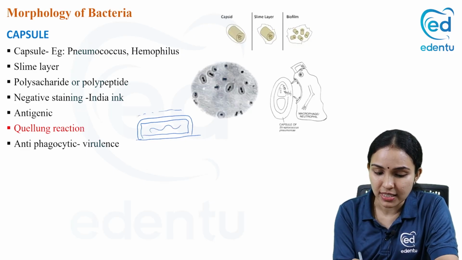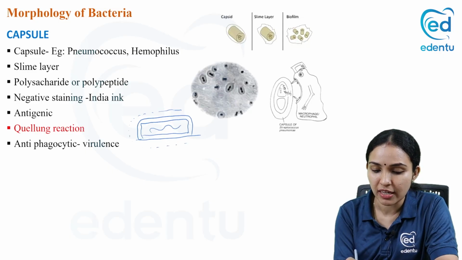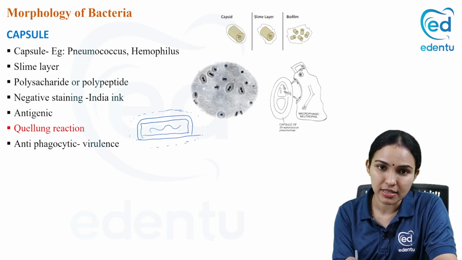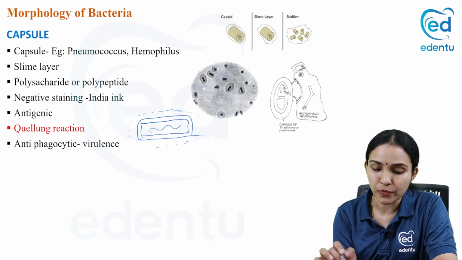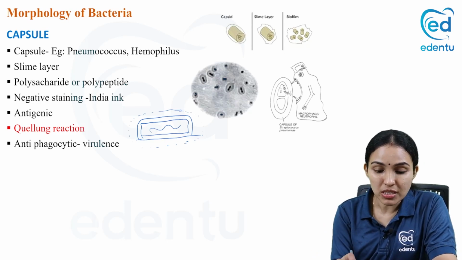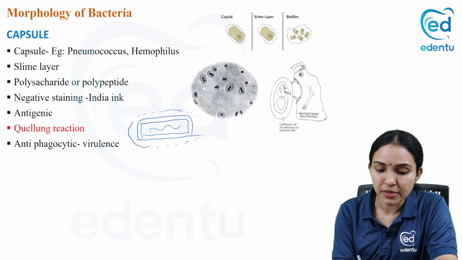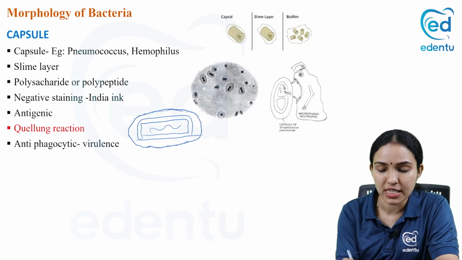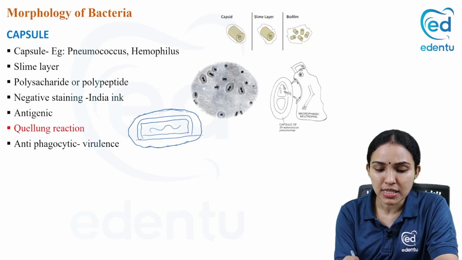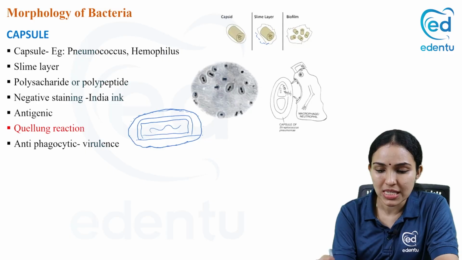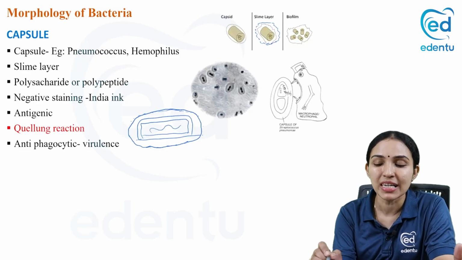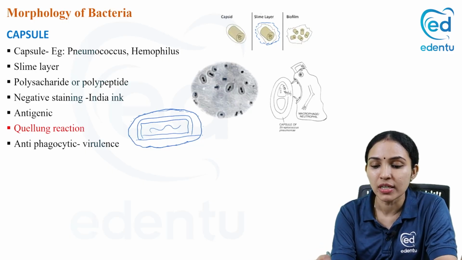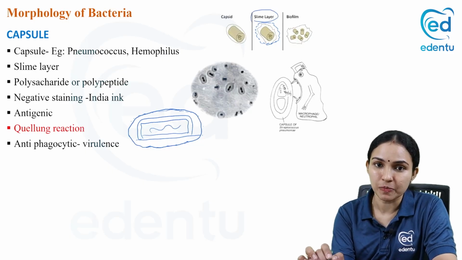And some bacteria, in addition to the cell wall, have an outer layer, a viscid capsular material outside the cell wall, that is called the capsule. This viscid material may sometimes be well demarcated in some bacteria. Only then you call it a capsule. In some others, it will be like a loose, undemarcated slimy layer outside the bacterial cell wall. Then you call it a slime layer.